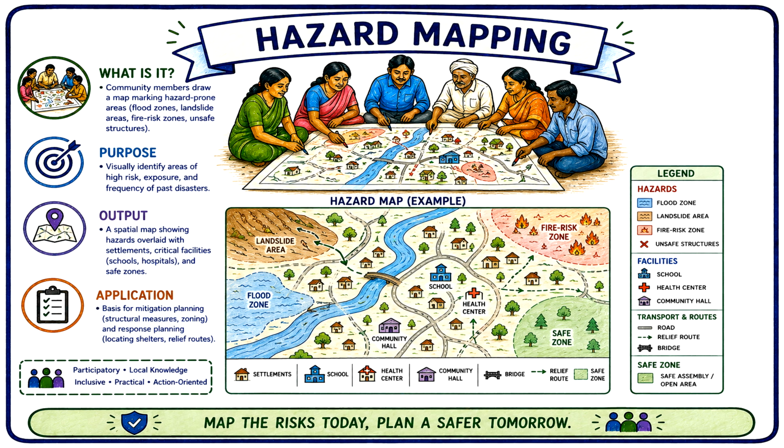The resulting hazard map provides a clear spatial representation of risks and exposure, supporting informed decision making. It is widely used for disaster mitigation through land use planning and structural measures, and for response by identifying shelters, evacuation routes, and relief distribution points.